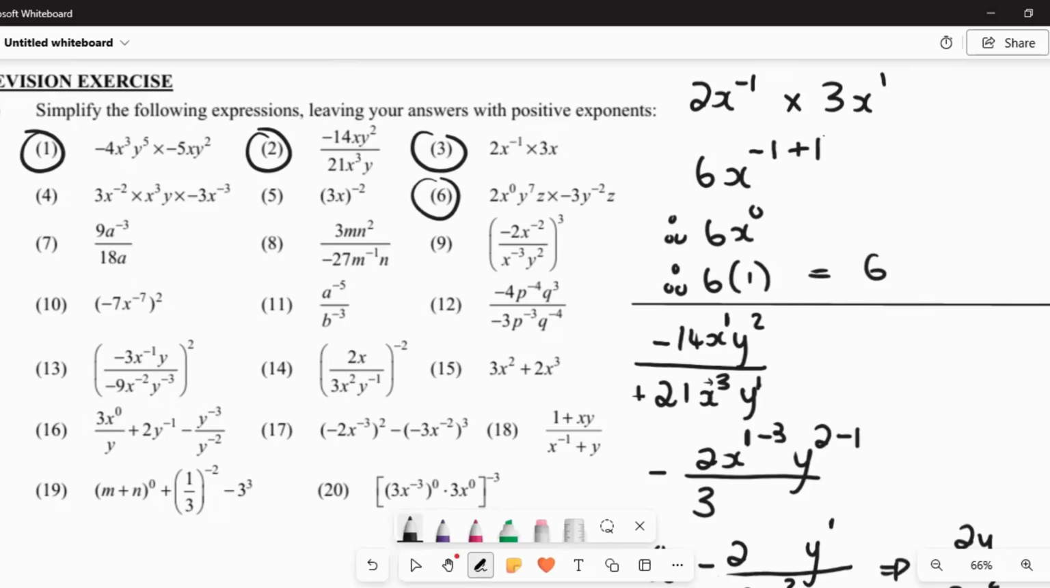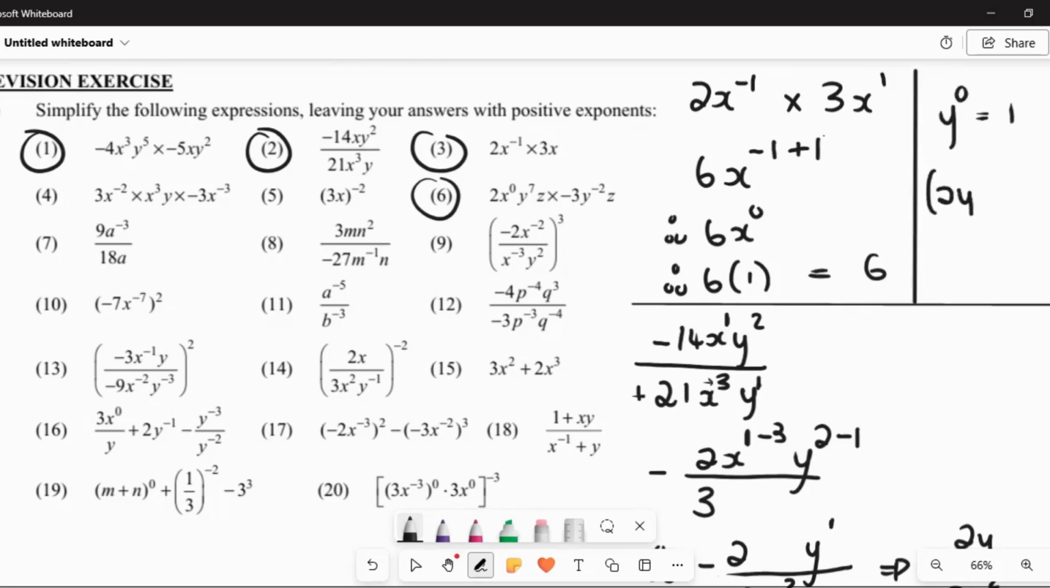Okay. Again, let me just emphasize that anything to the exponent of 0 is 1. Let's say y with an exponent of 0 is equal to 1. We have 2x exponent of 3 with an exponent of 0 is going to give us 1. Everything to an exponent of 0 is 1. Okay, so now let us go on to the last one.